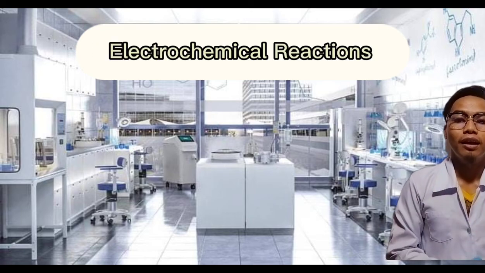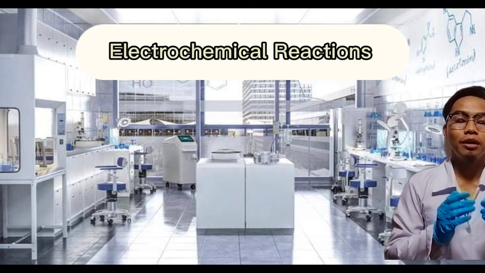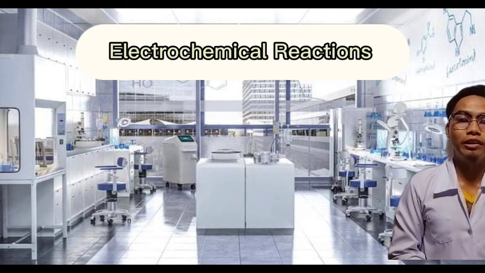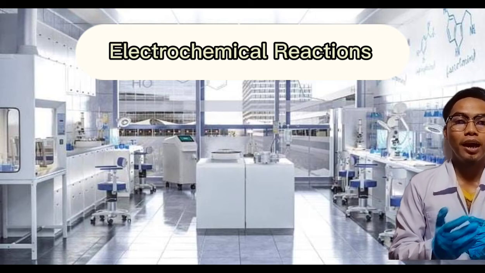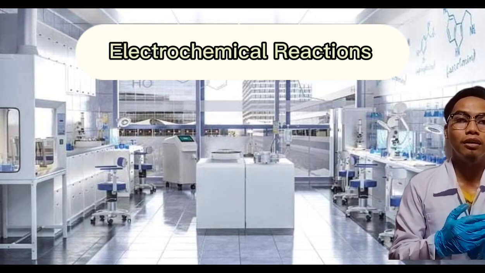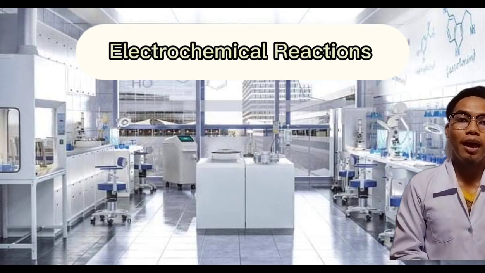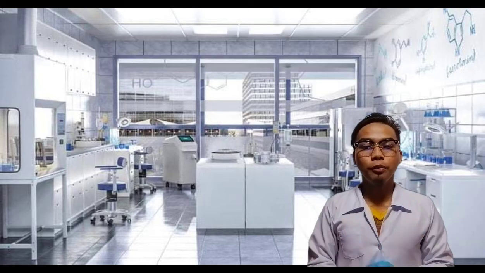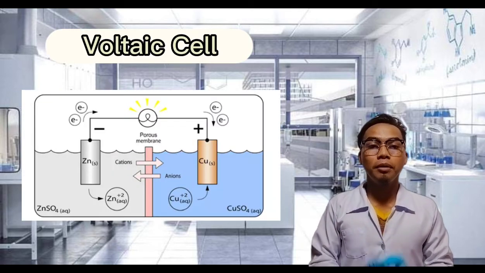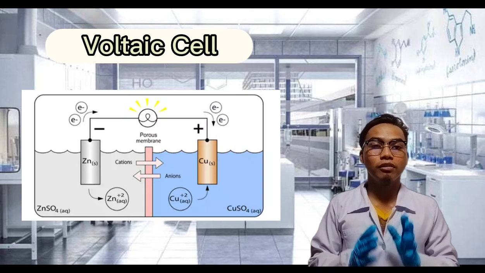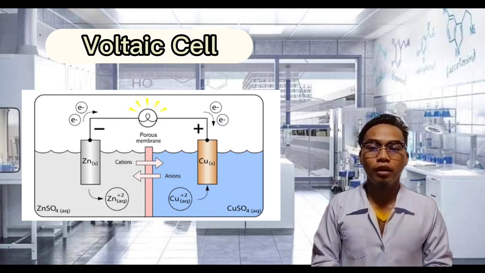So let's start. Chemical reactions either absorb or release energy, which can be in the form of electricity. Electrochemistry is a branch of chemistry that deals with the interconversion of chemical energy and electrical energy. Now let's proceed to the voltaic cell. A voltaic cell is an electrochemical cell that uses a spontaneous redox reaction to produce electric energy.